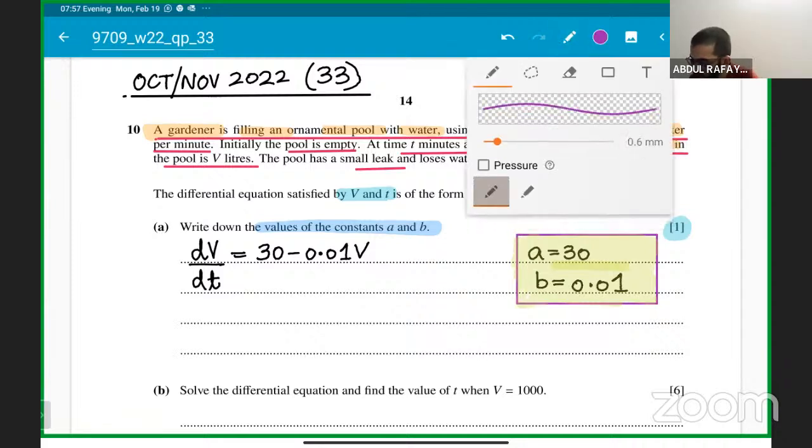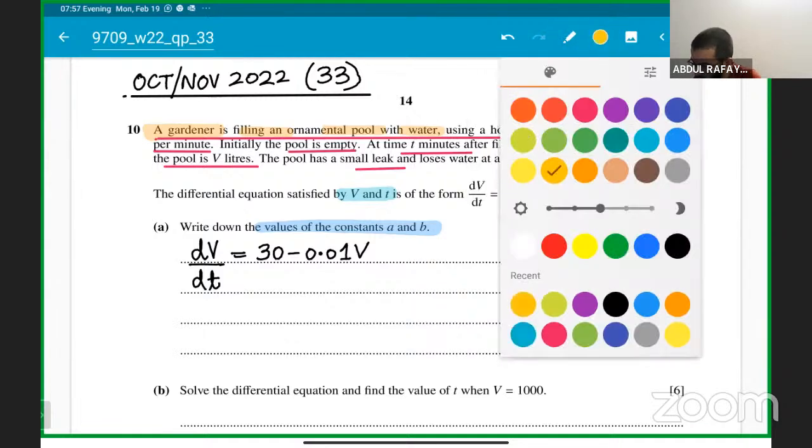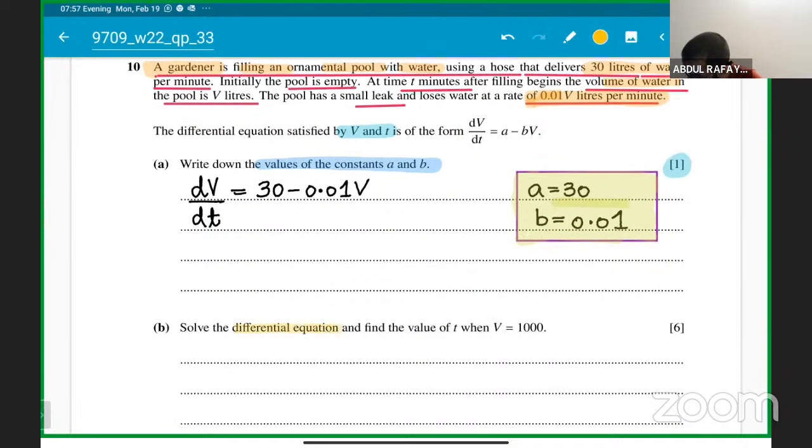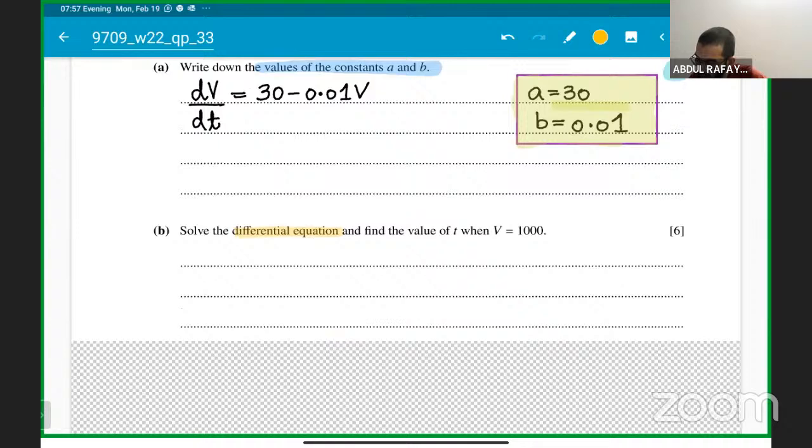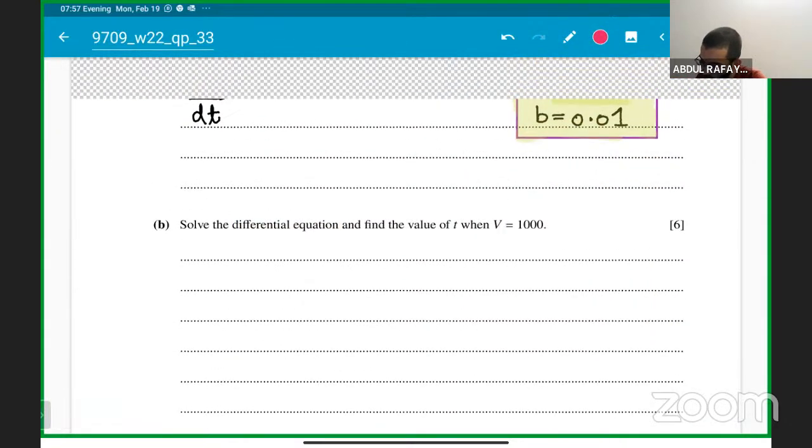The next part will be to solve the differential equation and find the value of t when V is 1000, for 6 marks. So let's now start working on how we are going to solve the differential equation.